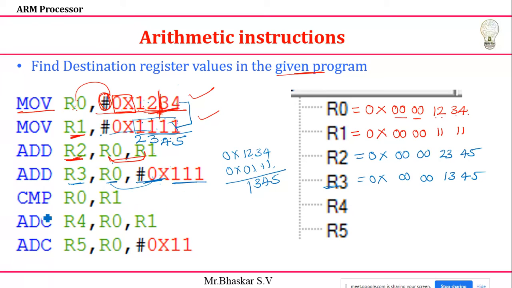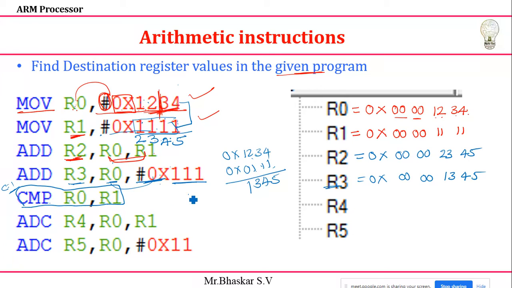Next you can see, for explanation purposes, a normal add instruction will not get C equal to 1. So in order to make my C flag equal to 1, I'm going to add a small instruction here. That is the compare instruction. This thing we already discussed in the last classes. So compare R0 comma R1.